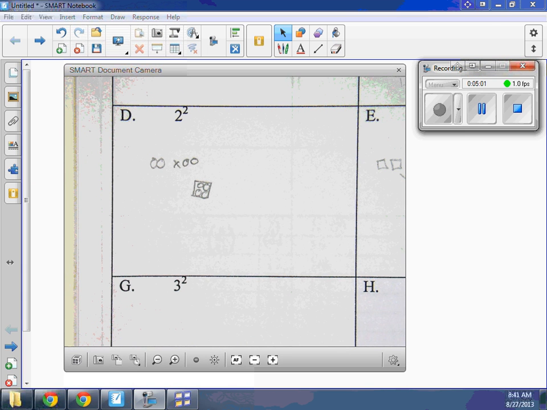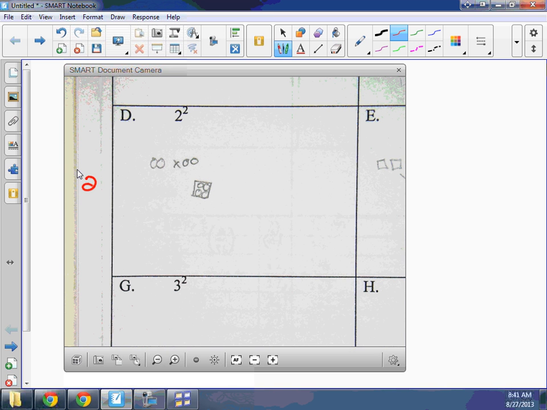So if I had 2 to the first, that represents one picture. And if I'm going to square it, I'm going to take what is there and double it, because it's 2 times 2. I'm going to square the 2. So this is a square built out of 2's, which has 4 inside of it. Okay?